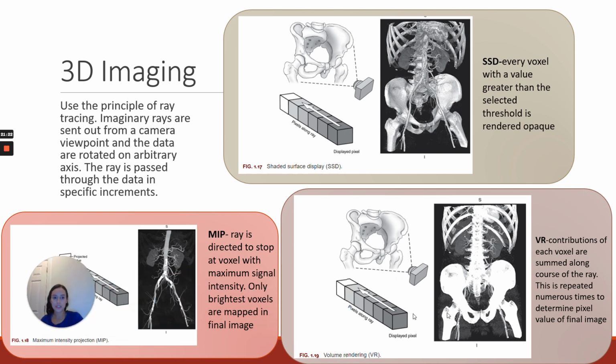And finally, the volume rendering. The contributions of each voxel are summed along the course of the ray, and this is repeated numerous times to determine the pixel value of the final image. So in this case, you are able to sum up the different voxels, and then it creates, we call it a 2D image because at the end of the day, this is a 2D image of a 3D representation or a render of the body, or of the thoracic cavity and the abdominal pelvic regions.